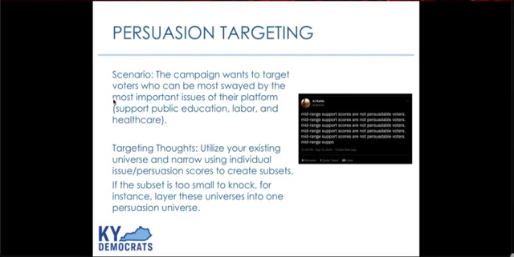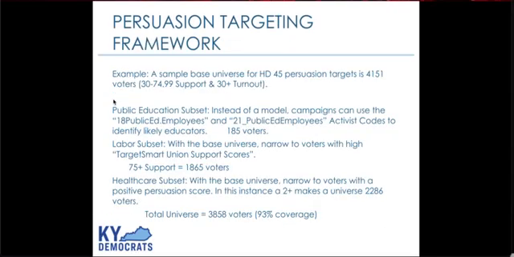So just some targeting thoughts with this. Utilize your existing universe, start there, and narrow using individual issue or persuasion scores to create these subsets. If the subset is too small to knock, for instance, you might want to continue adding layers to make the universe a little bit larger for persuasion.